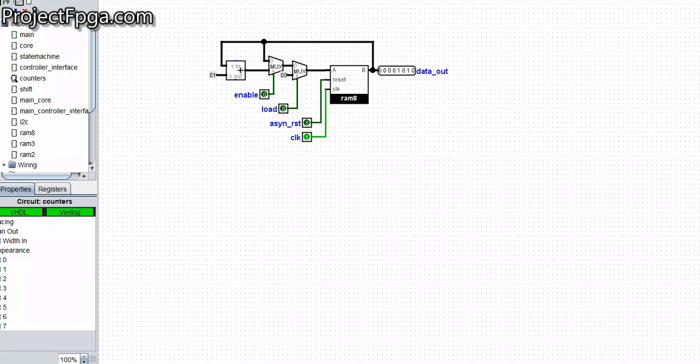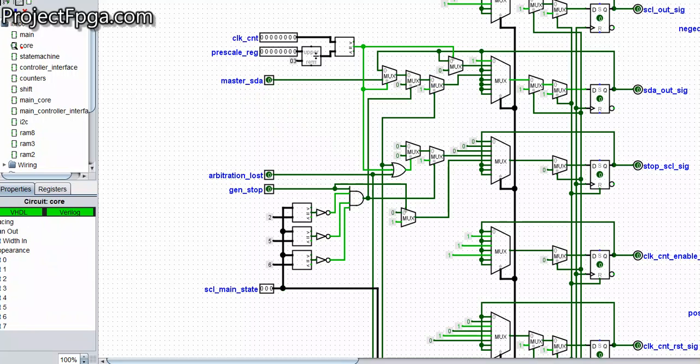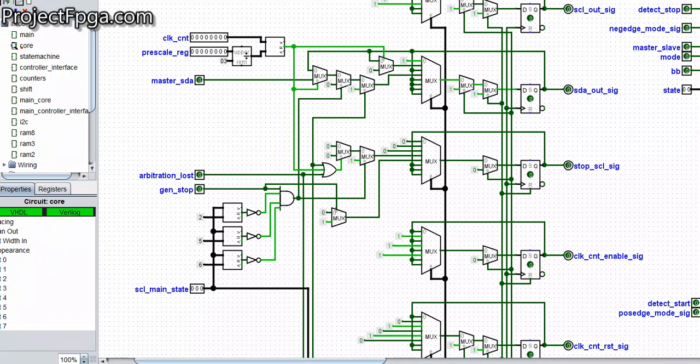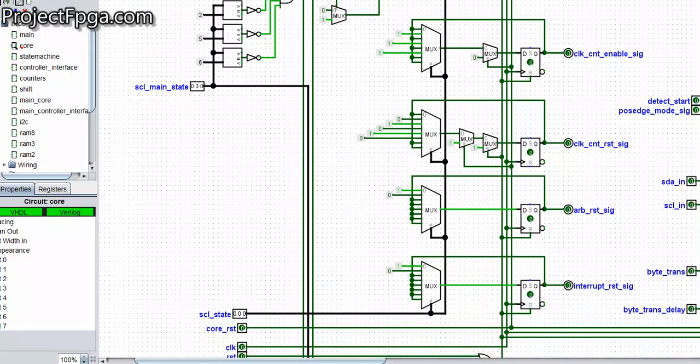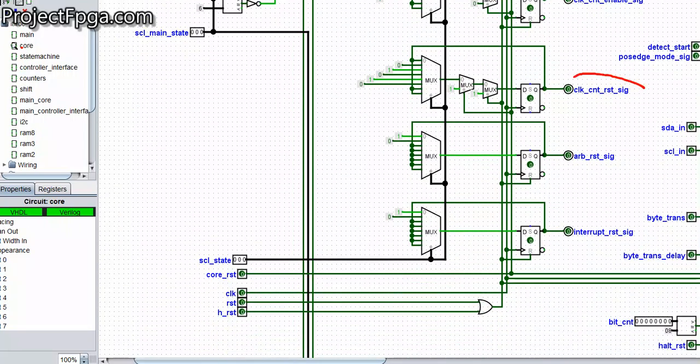But the one we just saw now, the clock count enable, this one, will be fed there. We use it for counting. Counting is different from bit count. So you have the clock count reset. To reset the counter, it's going to be fed to the load bit there.